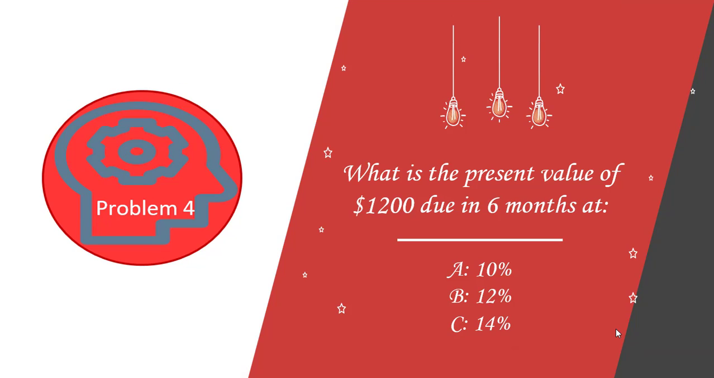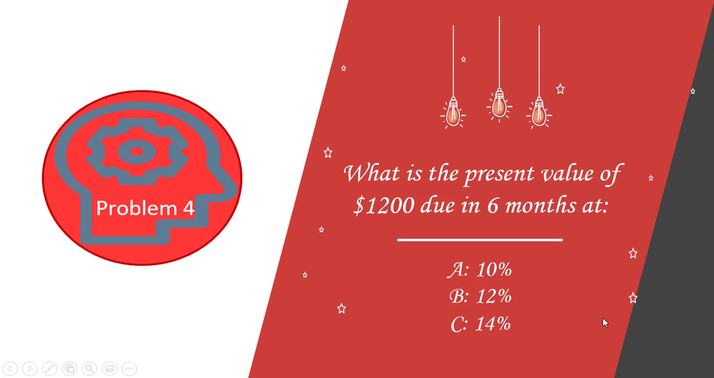The next problem, problem number 4. What is the present value of $1,200 due in 6 months at A) 10%, B) 12%, C) 14%? In this problem, we need to obtain the difference between the present value at 10%, 12%, 14% if the amount and the time are the same.